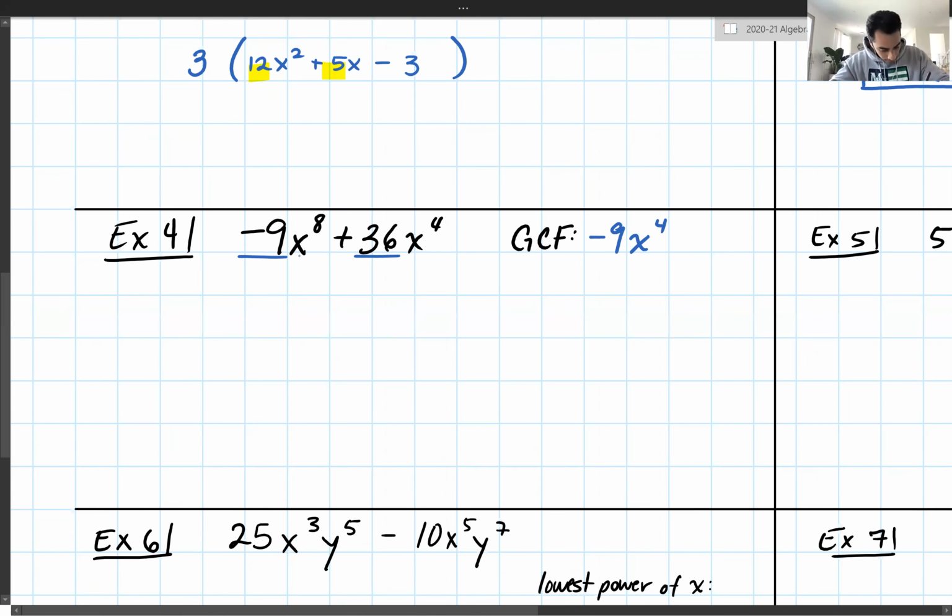All right, so we can then go ahead and divide both of these terms by negative 9x to the 4th. So my factor, negative 9x to the 4th, would be on the outside. Inside of my parentheses, what is left over for that first term?